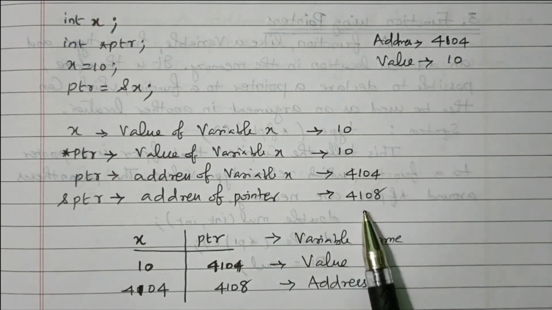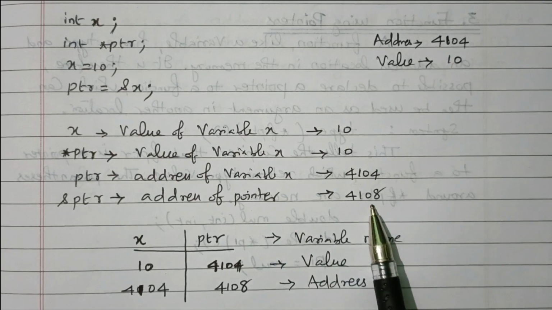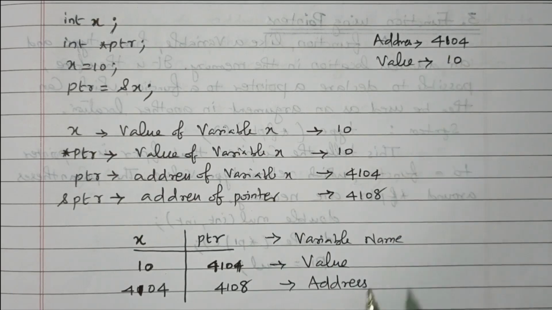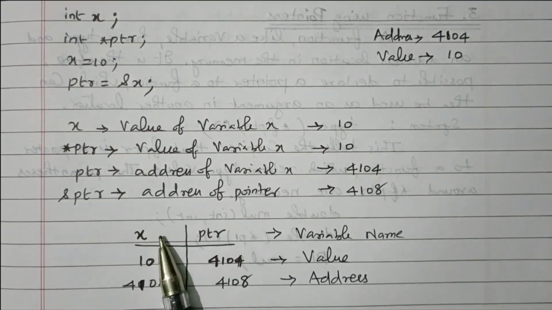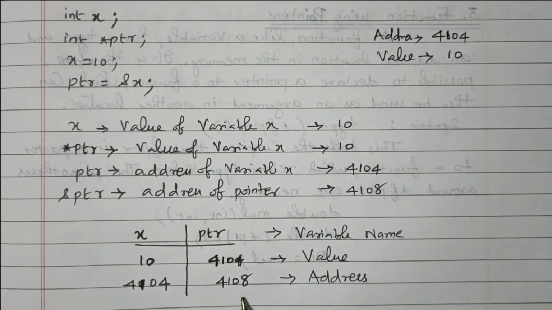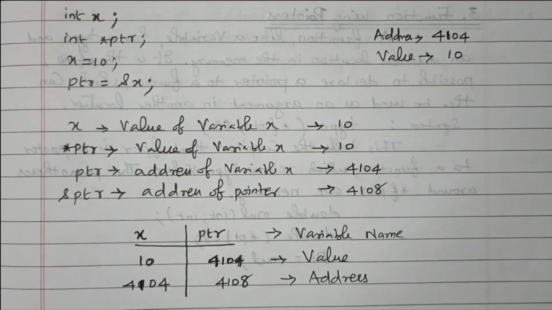That is 4108. This 4108 is the address where the 4104 is stored, right? So that tabular column is given here, right? x value is 10, that is stored in 4104. The address of x, this 4104, is stored in 4108. That is the address of the pointer variable. It is very clear, I think.